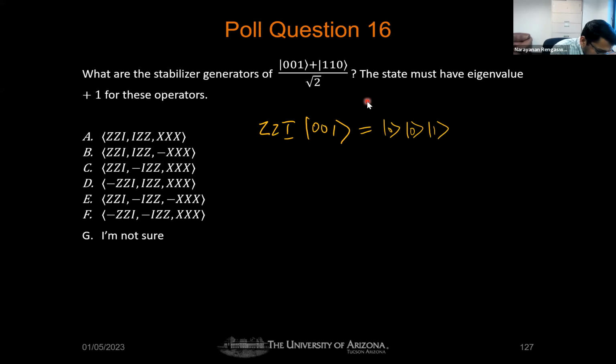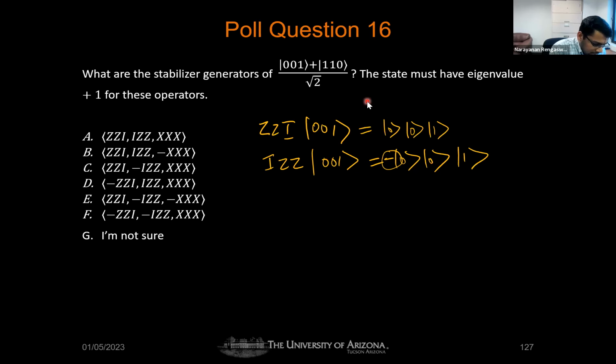Similarly, you want to check IZZ acting on 0, 0, 1. What do you get? You get 0. Z acting on 0 is 0, but Z acting on 1 gives a -1. Right? So you pick up a -1 here. But what I asked for was stabilizers, which means that you're only supposed to get a plus sign out. So that's an indication that the sign for the second operator should be minus. So C could be an option.